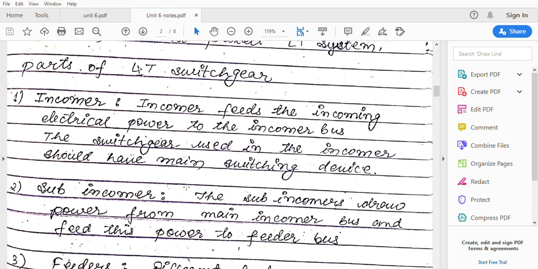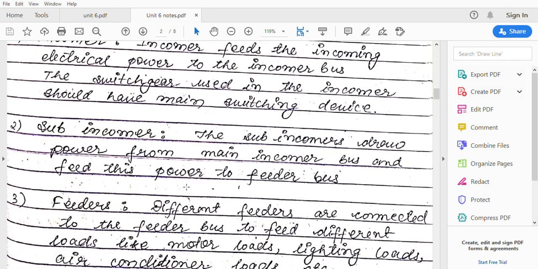Then after it, the second one is the sub incomer. From the incomer there will be a sub incomer out, and it will feed the power to the feeder bus. Now a feeder bus is a bus, and bus means a conductor having a common voltage throughout. Feeder means this is connected to loads. We'll be feeding some different loads. Feeding means we are providing it with something. We are giving it something.